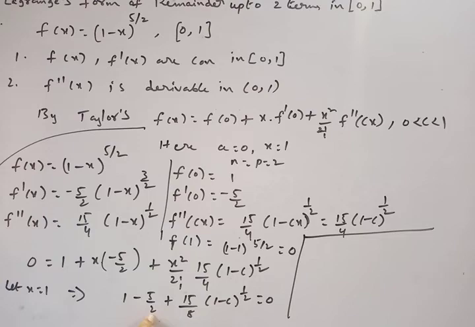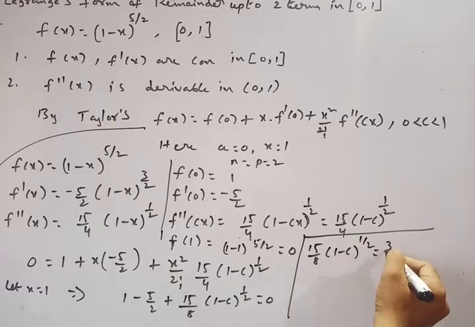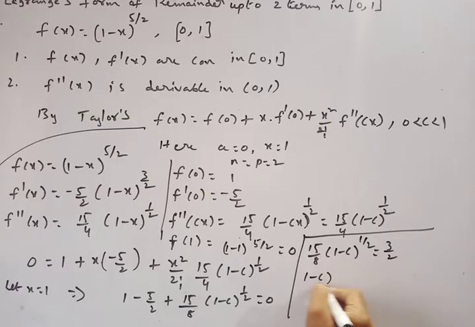So 1 minus 5 by 2 is how much? Minus 3 by 2 will go that side. 15 by 8, 1 minus c whole power 1 by 2 is equal to plus 3 by 2. So 2 ones are 2, 2 fours are 8, 1 minus c whole power 1 by 2 will give you 4 by 5, correct? So 1 minus c is equal to 2 by root 5.